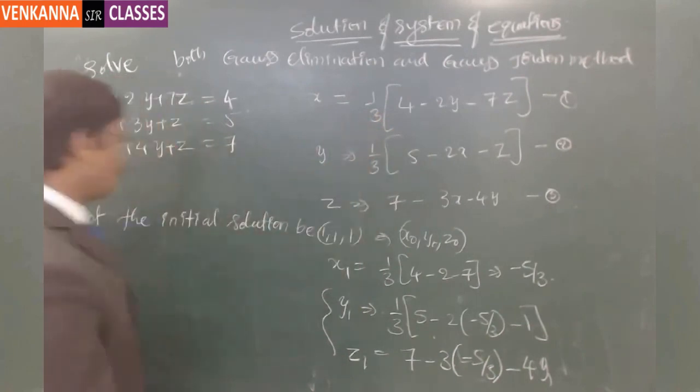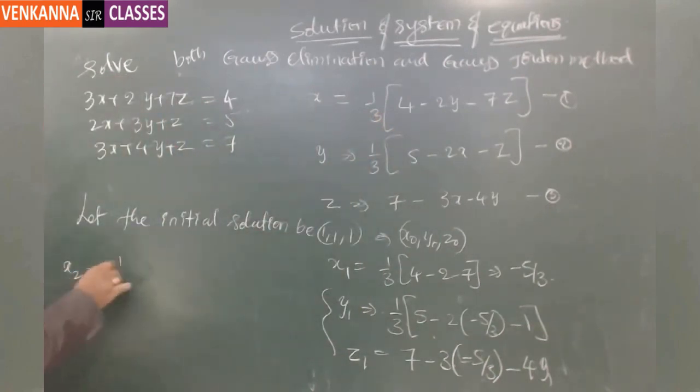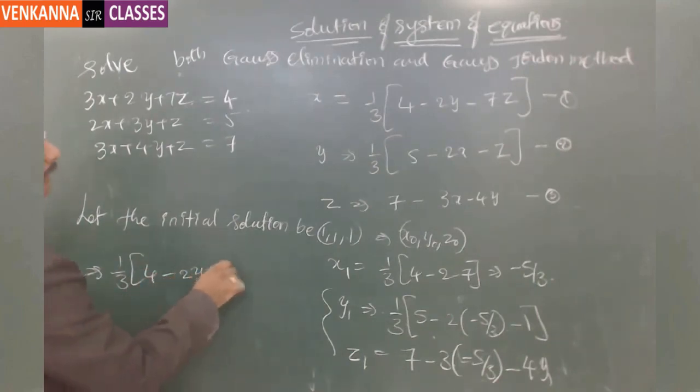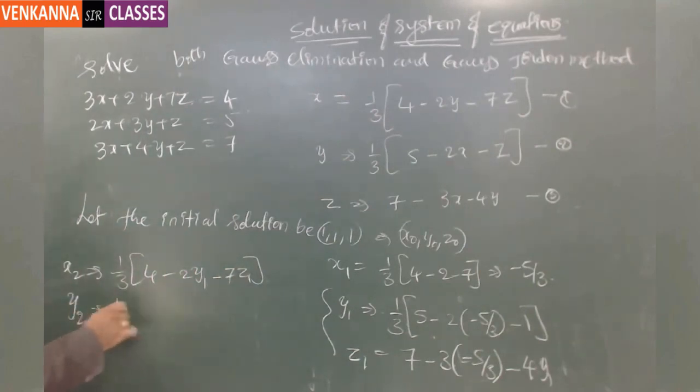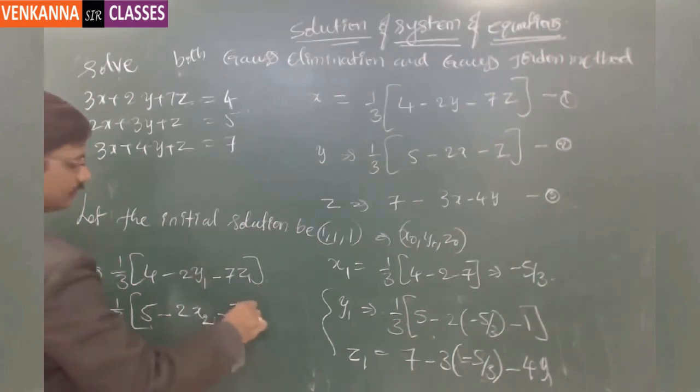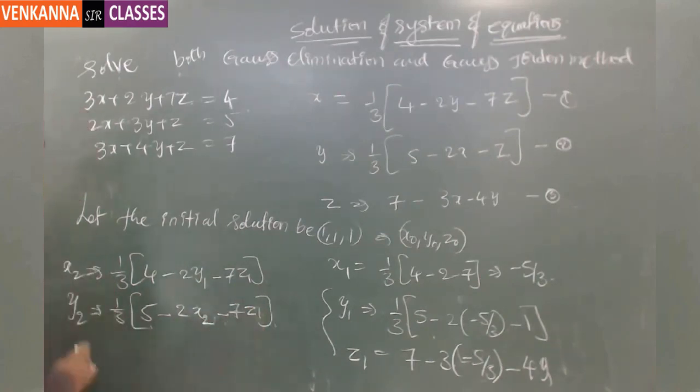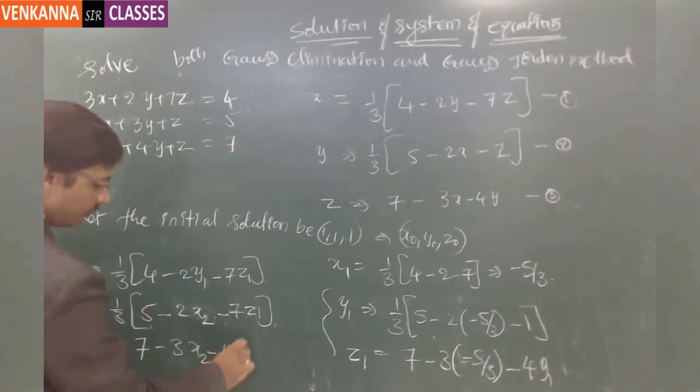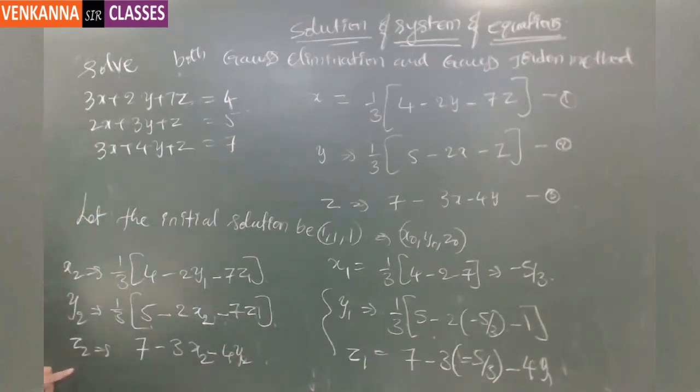So x2 is going to be 1 by 3 times of 4 minus 2 times y1 minus 7 times z1. And similarly, y2 equals 1 by 3 times of 5 minus 2 times x1, or x1 I have already calculated x2, and minus 7 times z1. Similarly, z2 I can calculate as 7 minus 3 times x2 minus 4 times y2. So this way I can calculate the value of z2.